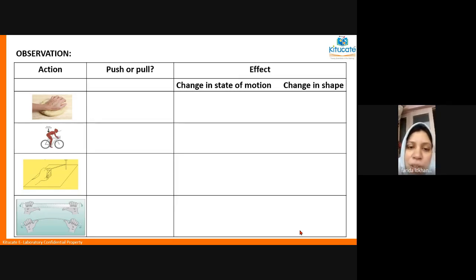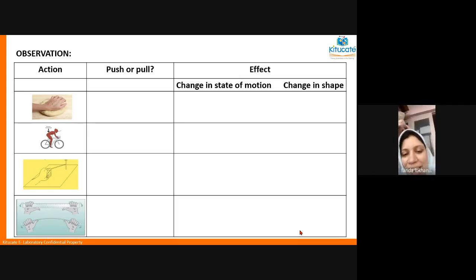Next, Jia, come on. The fourth one. Is he bending the scale? Yeah, bending the scale. So there's a change in shape. Not in the state of motion, in shape. But what will it be, push or pull? It's a pull.